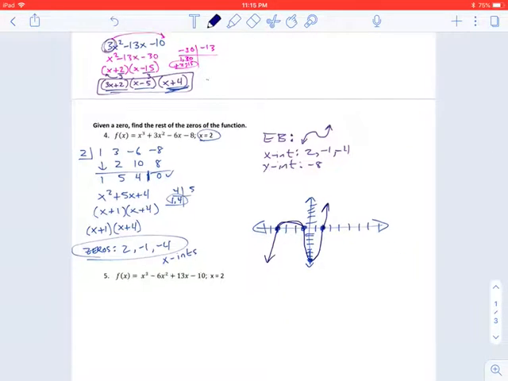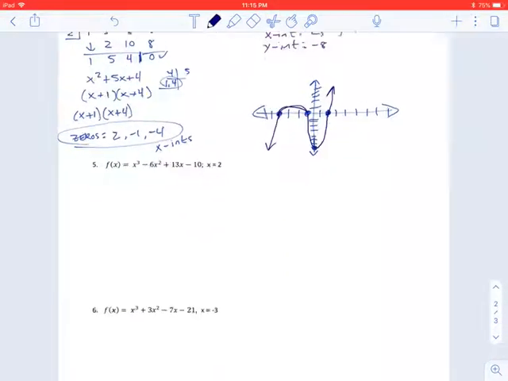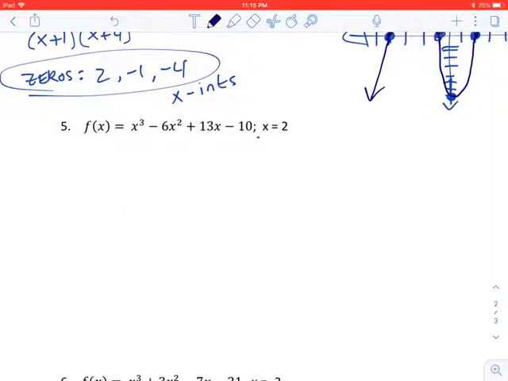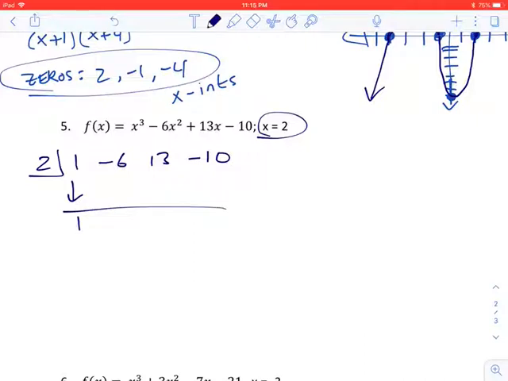Okay? So let's do another one here. So x equals 2. That's one of my x-intercepts. I'm going to go synthetic division, 1, -6, 13, and -10. Bring down the 1. Let's go. 1 times 2 is 2. That's -4. -4 times 2, that's -8. Gives us 5. 5 times 2 is 10. There's our 0. So x squared minus 4x plus 5.